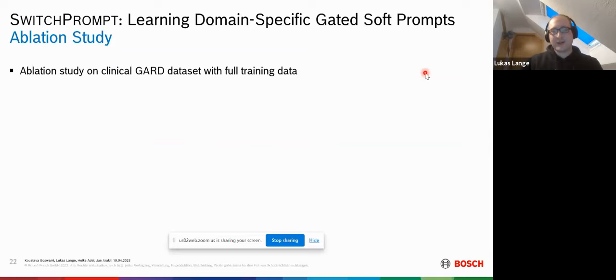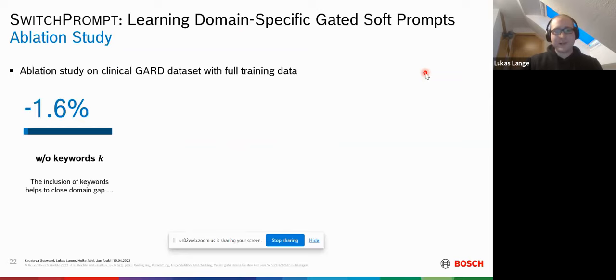And lastly, we also did an ablation study. This is just a short snippet. The full ablation study is in the paper. Also, the other more detailed results are in our paper. You can find it online. This ablation study was conducted on the clinical question classification dataset. We have the full training data, so it's not a few shot, it's a very high shot data. And we found that if we remove these keywords from SwitchPrompt, so just use the p-tuning version 2, we have a performance loss of 1.6%. So including the keywords is really nice. We get a performance boost from it.